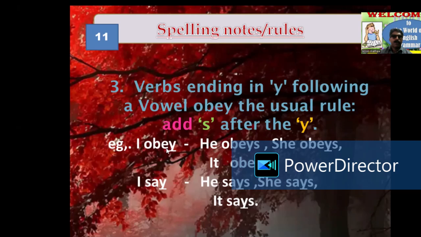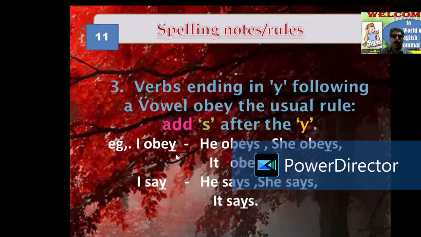O-B-E-Y. Here the E sound is a vowel sound. After this vowel sound comes the letter Y. In that scenario, we would add an S after the Y. Verbs ending in Y following a vowel, we add an S after the Y.